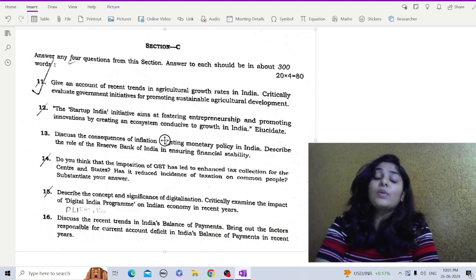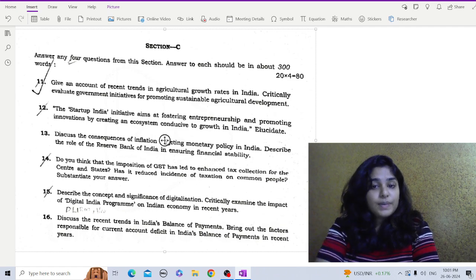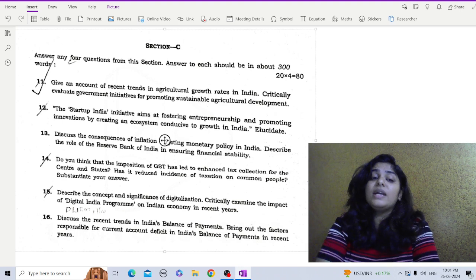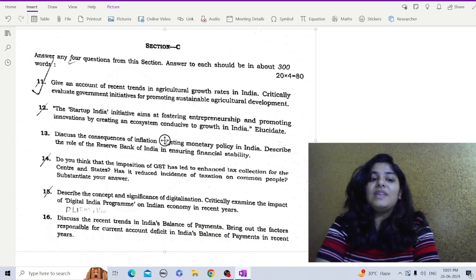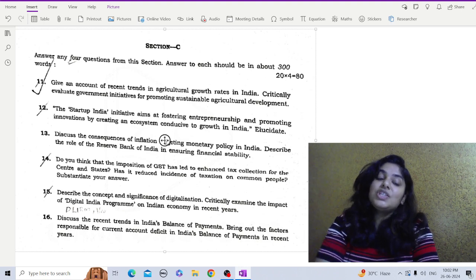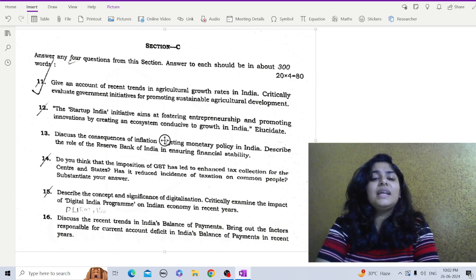Let's have a look at question number 12. The Startup India initiative aims at fostering entrepreneurship and promoting innovations by creating an ecosystem conducive to growth in India. Elucidate. Okay. So let's talk about the Startup India initiative. It was launched by the government of India in January 2016. It is a flagship program designed to catalyze the startup ecosystem in the country. This initiative aims to nurture entrepreneurship and drive innovation by creating an enabling environment for startups to flourish.